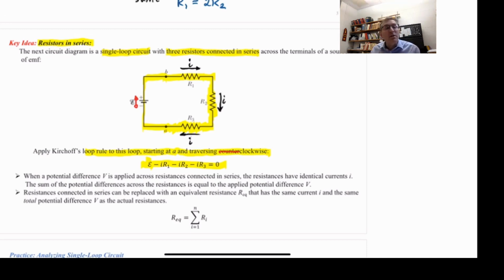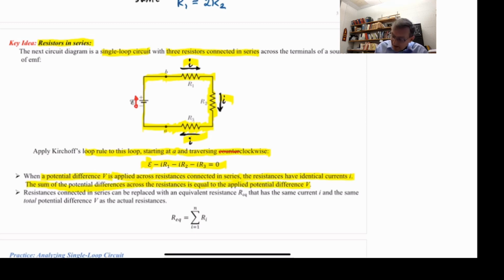So now some points to note about this little circuit. When a potential difference V is applied across resistors connected in series, in this case between points A and B to the terminals of this battery, the resistances have identical current I. It's the same I through all three resistors in series. And the sum of the potential differences across the resistances is equal to the applied potential difference.